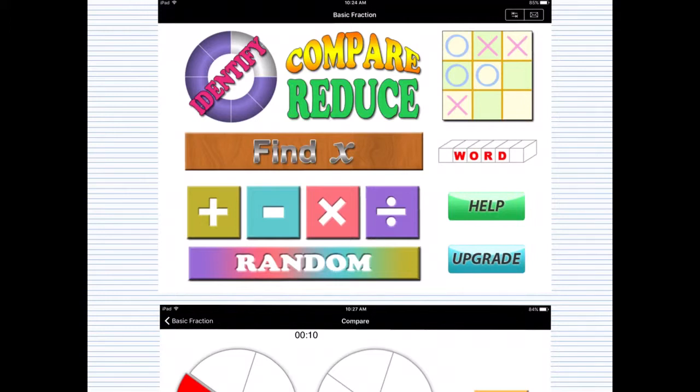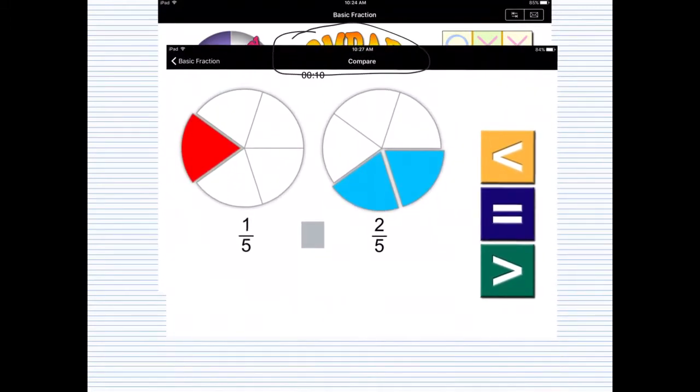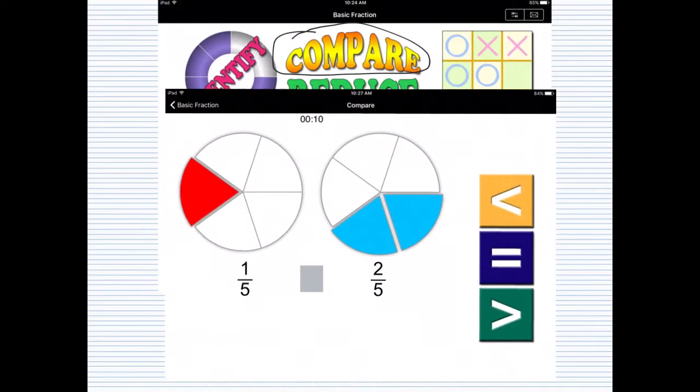The next category in the app we will be talking about is the Compare category. In this category, the students will compare the two shapes, and they will put whether the shapes are less than, greater than, or equal to. The buttons for less than, greater than, or equal to are to the right side. The shapes are colored differently, but they have the same number of pieces in each shape.